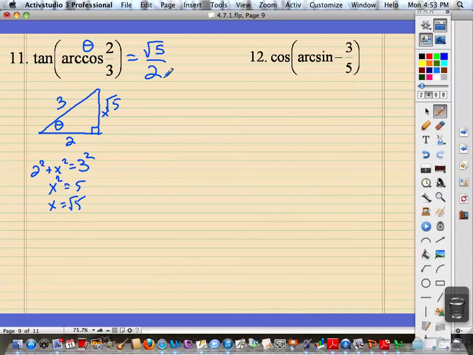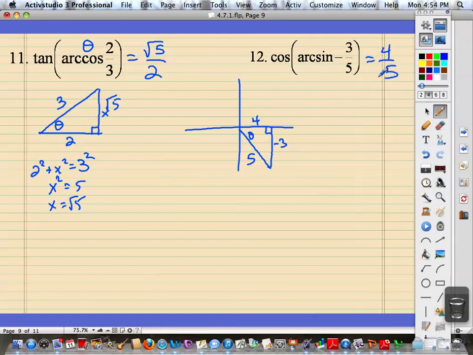And we can do the same thing here in number 12. The arc sine is negative 3/5. Well, what quadrant would the sine be negative in? It's going to be negative down here. So that's y, or opposite, over hypotenuse, which is going to make this one 4. So the cosine of the angle that has the arc sine of negative 3/5 would be adjacent over hypotenuse, and that's going to be 4/5.